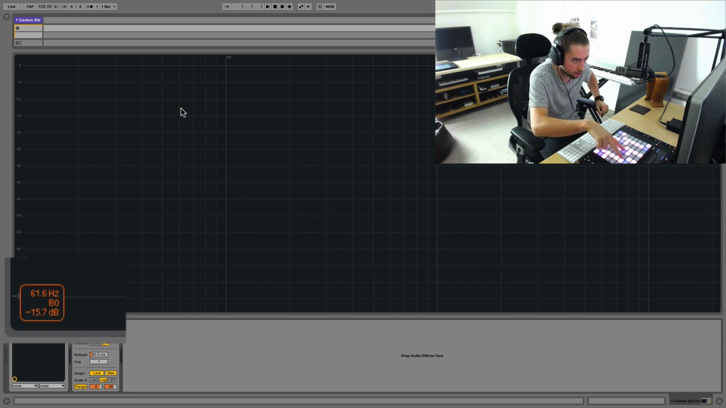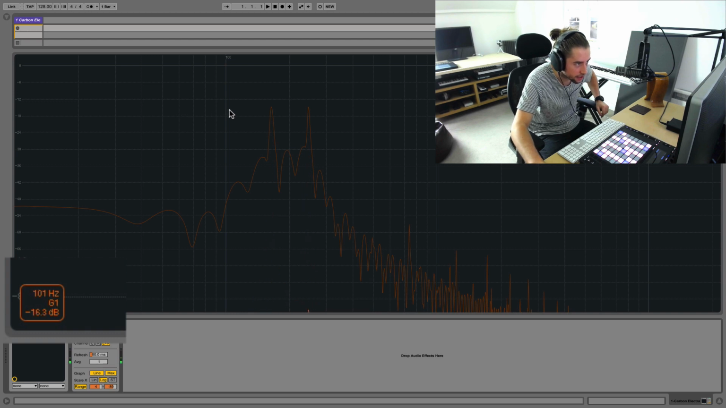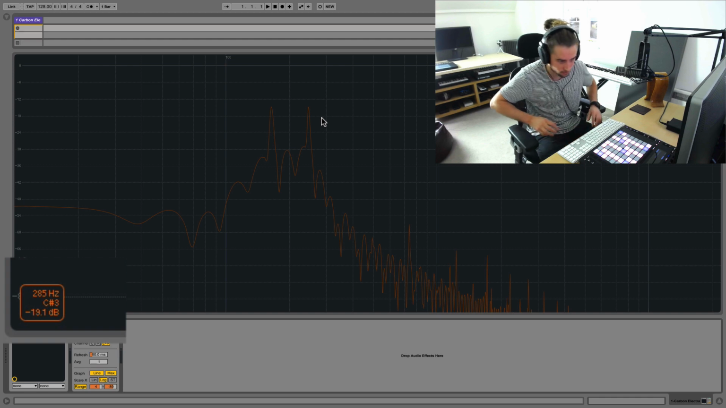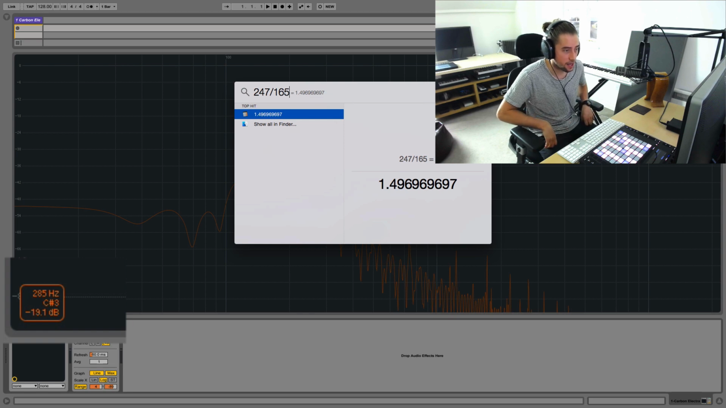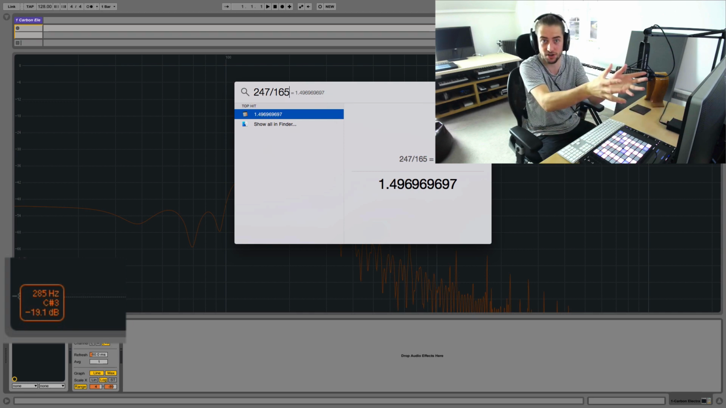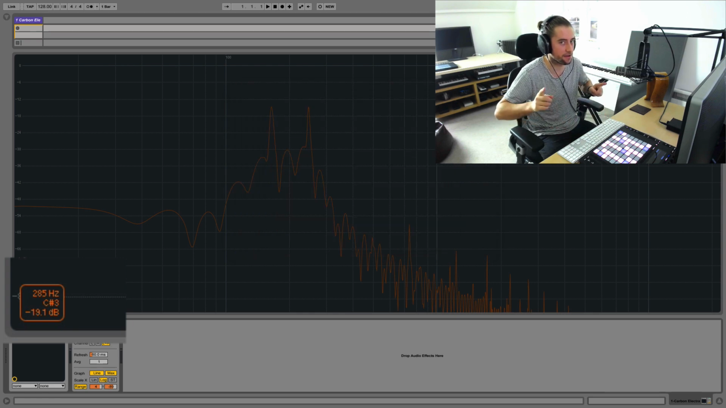Let's do a higher up one. The lower one is 165 hertz. And then the higher one, let's say 247. Calculator. 247 divided by 165 is approximately 3 over 2. 3 over 2 is 1.5, so 1.496 is basically 1.5. So 3 over 2. Magic. Perfect. A perfect fifth.